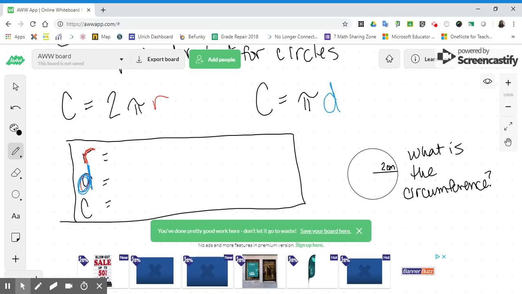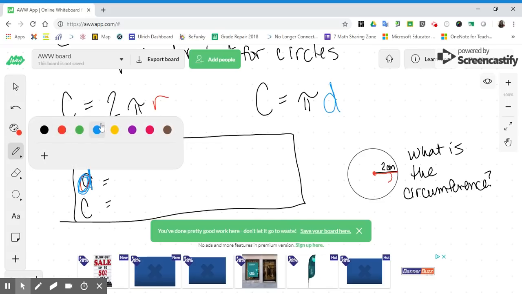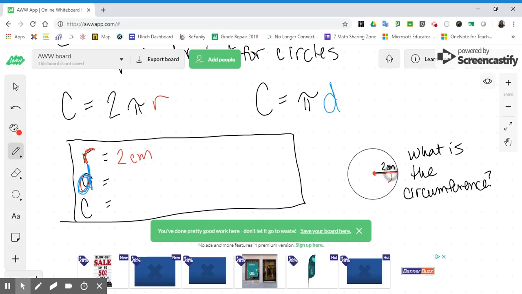Okay, so first thing you have to decide is, what is this distance? Is this the radius or the diameter? Notice it goes from the center to the edge, making that a radius. So we're going to put radius equals 2 centimeters. Now you have to think to yourself, if the radius is halfway across, and this is 2 centimeters, then what's this part over here? Another 2 centimeters. So the diameter, you see the D, would actually be 4 centimeters. So we're going to put our 4 centimeters.